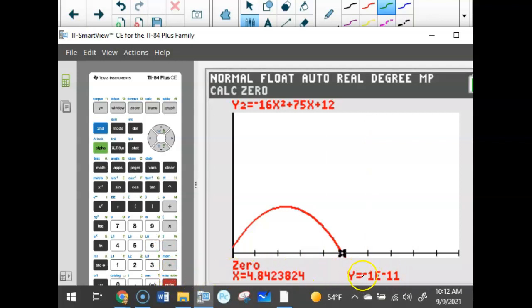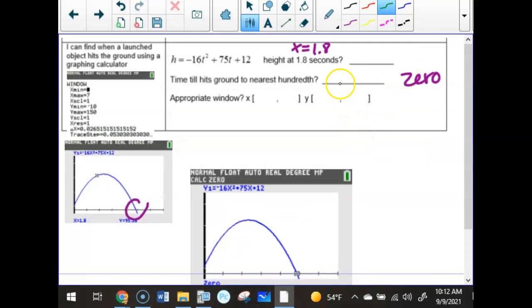And again, this is garbage. This is calculator error, e to the -11th. So I got 4.84. What was this? 95.16? Did I hear right? And that is, I think, feet.